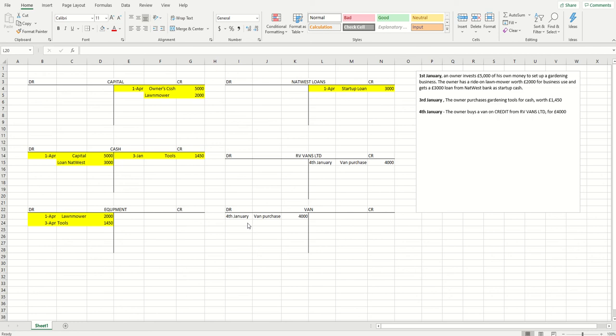And we also need a ledger to record transactions that relate to the van as an asset, and we record that as a debit because the business has received the van. So you can see that we've recorded that transaction as both a credit and a debit. So now we can tick that off.